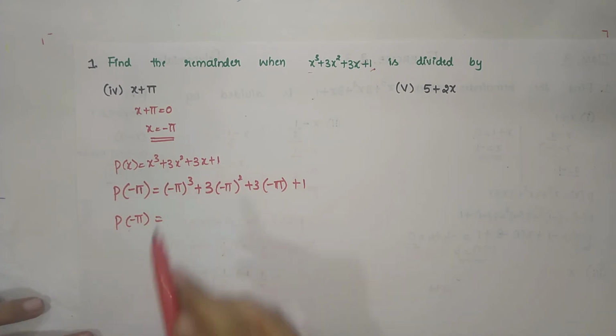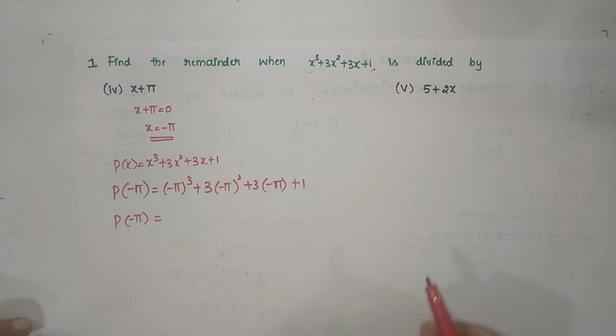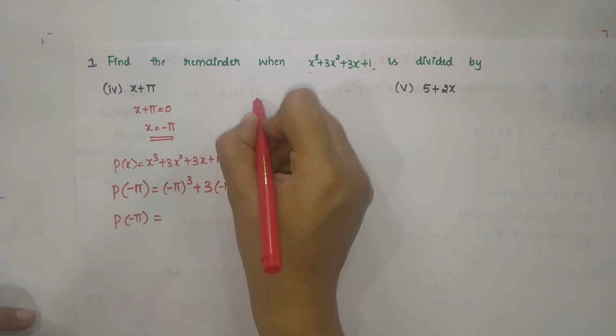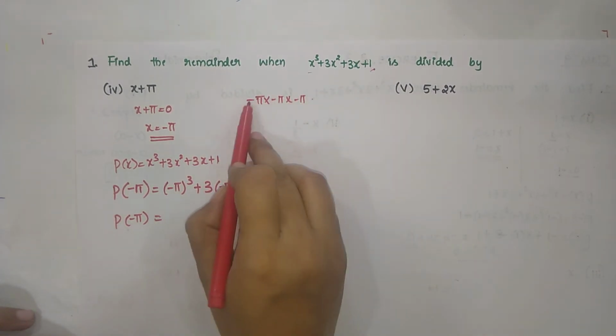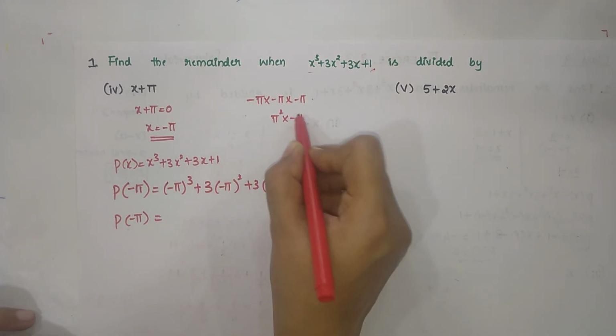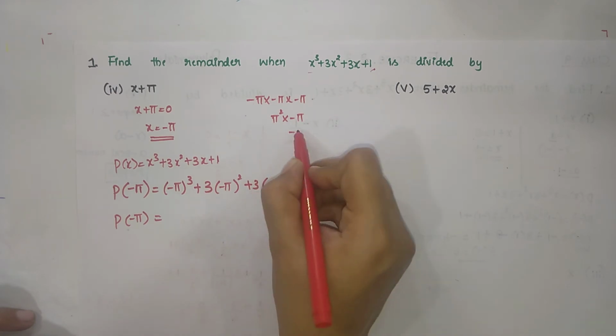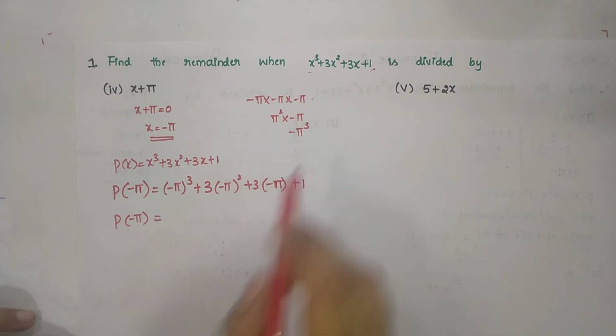minus pi whole cube means minus pi is multiplied 3 times. So it is minus pi into minus pi is plus pi whole square into minus pi. So it is plus into minus is minus. So I will just write that here. Minus pi into minus pi into minus pi. So it is pi square, minus into minus is plus, into minus pi. Plus into minus is minus. Pi square into pi is pi cube. So it is minus pi cube.